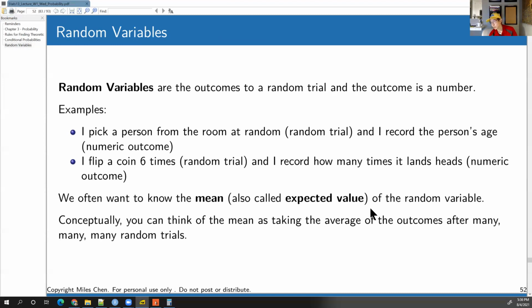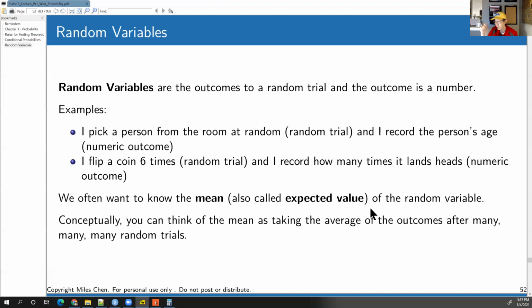So a couple examples, we can say, I'm going to pick a person at random from the room. That's the random trial. But the outcome has to be a number. So what we're going to do is write down the person's age in years or something. That's a number, right? And if we said we're going to pick a person at random from the room and write down the person's hair color, that would not be a random variable because hair color is a categorical variable, like brown hair or blonde hair or black hair. That's not going to work as a random variable. It has to be a number.